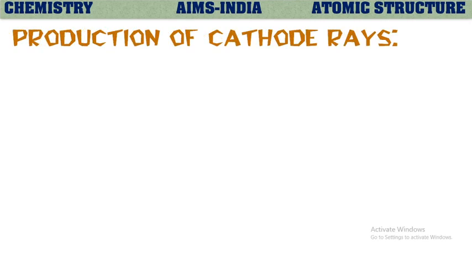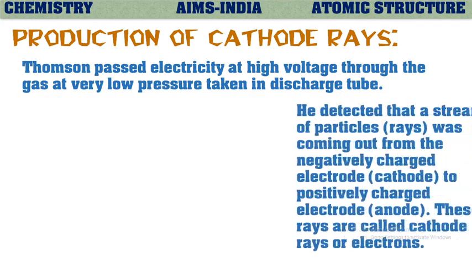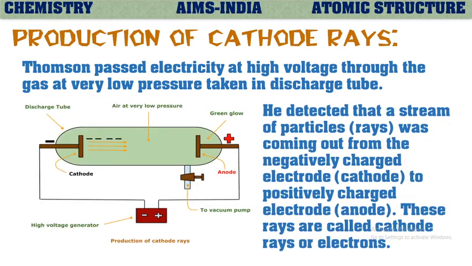By using this discharge tube, J. J. Thomson produced cathode rays. Thomson passed electricity at a high voltage through the gas at a very low pressure taken in the discharge tube. Then he detected that a stream of particles was coming out from the negatively charged electrode to the positively charged electrode. He called these rays cathode rays, which were later called electrons.